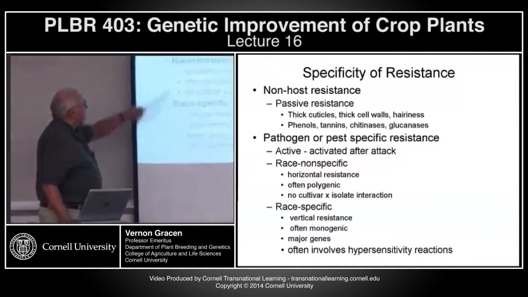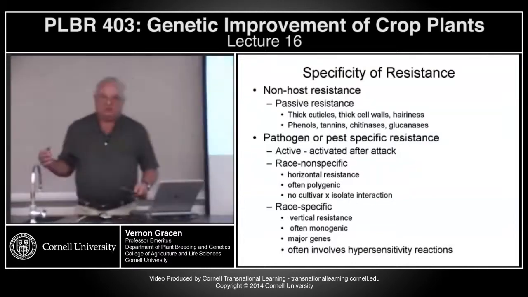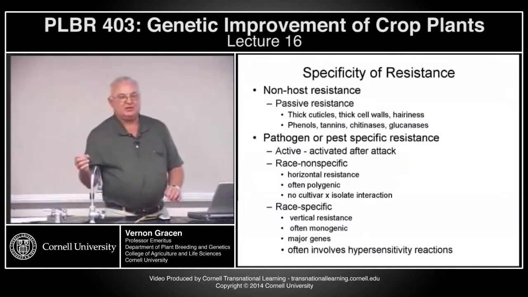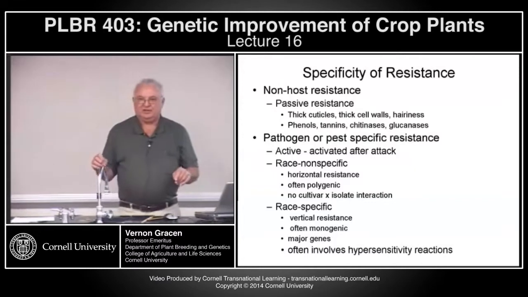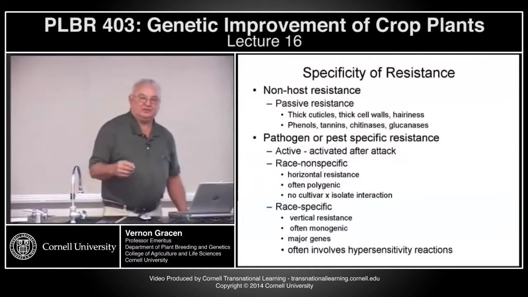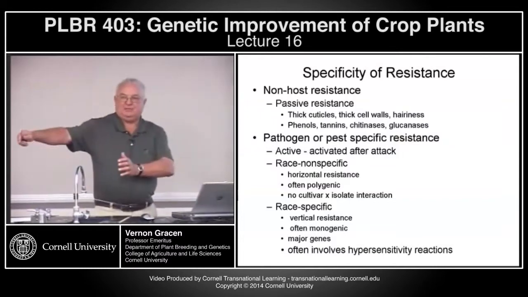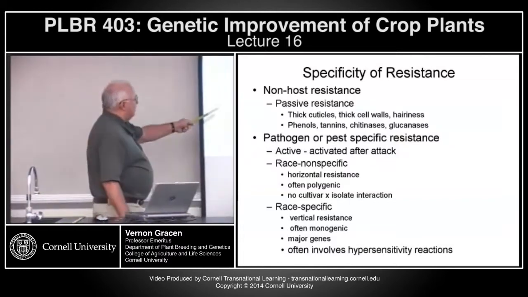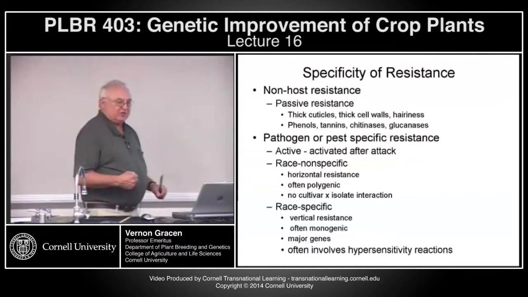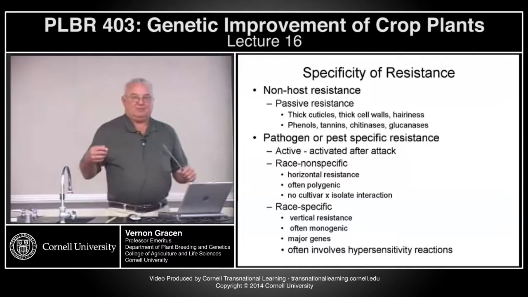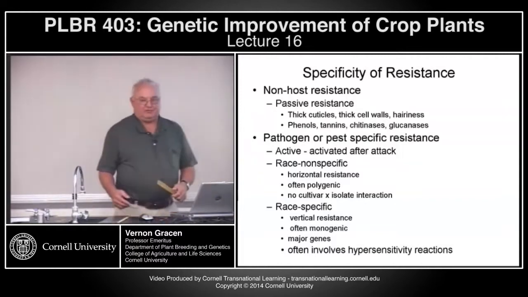So within these specific resistances, we can also have a different level of specificity. We can have some varieties that in general are resistant to all of the populations of a particular disease or particular insect. And so we call this a horizontal resistance. It's often controlled by polygenes. And there is no cultivar by pathogen isolate interaction. On the other hand, we can have very, very specific resistances. And we'll talk about these. I'll expand on this in just a few minutes. But vertical resistance, it's often controlled by single genes. Major effects of those genes, single dominant genes, and often involves what we call a hypersensitive reaction.